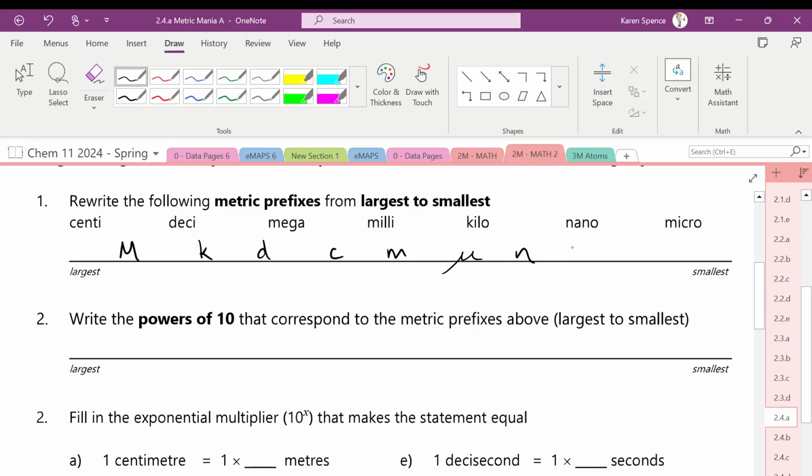Now, mega means 10 to the something, kilo means 10 to the something, and so do deci, centi, milli, micro, nano. See if you can remember them. There is another song that goes with this part.